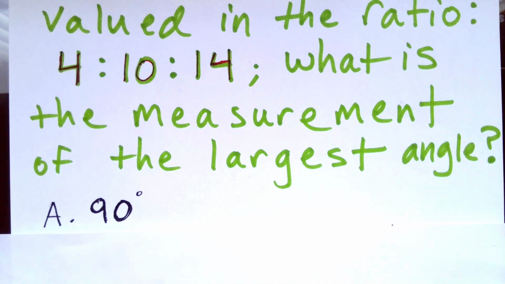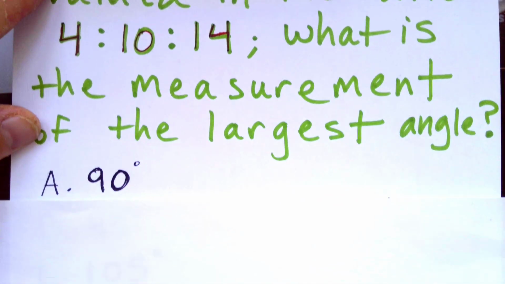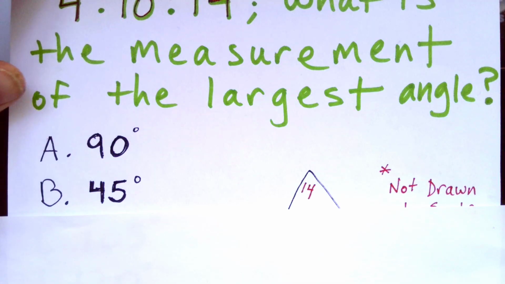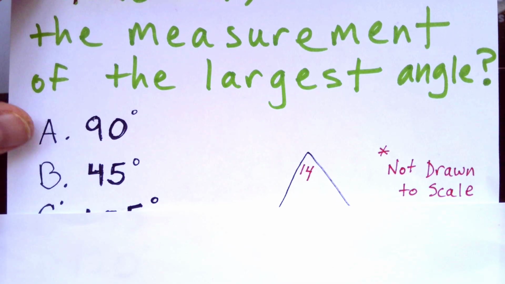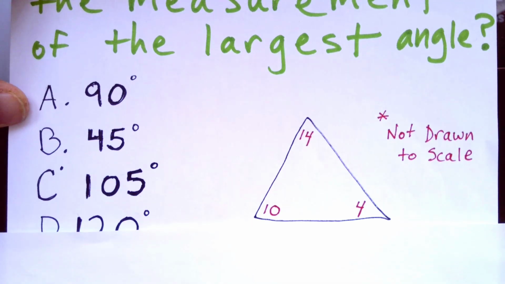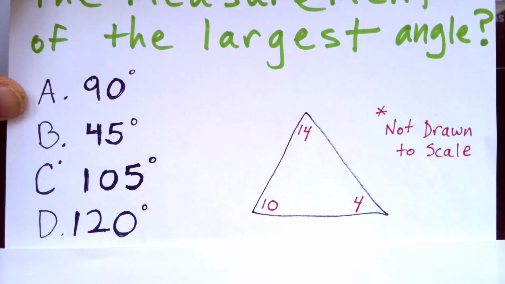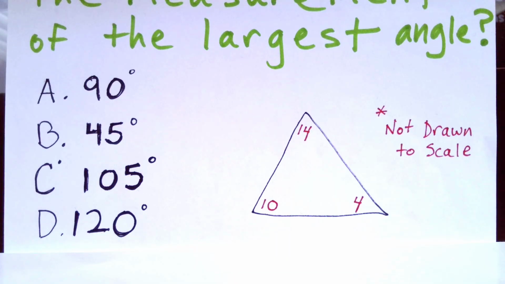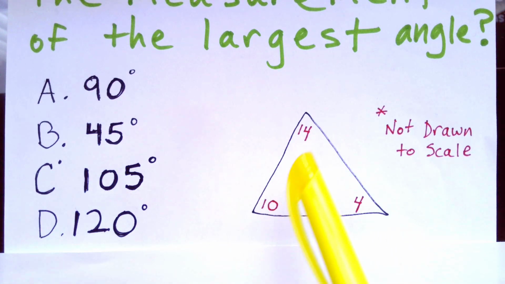Option A, 90 degrees. Option B, 45 degrees. Option C, 105 degrees. And option D, 120 degrees. And so this triangle is not drawn to scale. I kind of did this at the last minute, but I wanted to show you the ratio of these angles is 4 to 10 to 14.